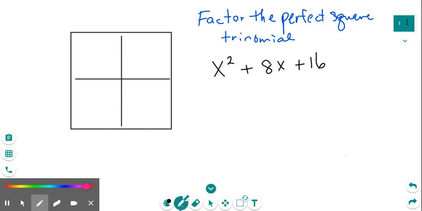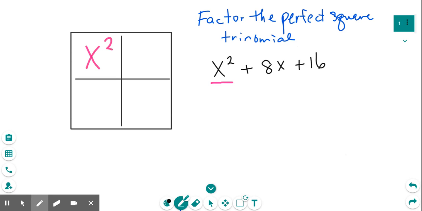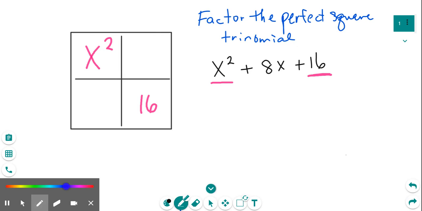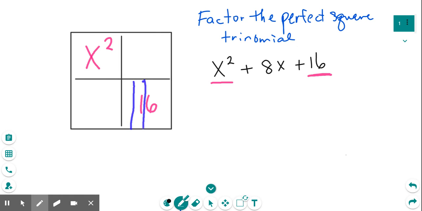All right, let's do a few examples of how to factor a perfect square trinomial. So here I have an x squared, and I'm going to put the x squared in this box, and then the 16 goes in this box. Now remember that this 16 needs to be broken up into pieces. So let's break that up. Now, a square that has an area of 16 is a 4 by 4 square.